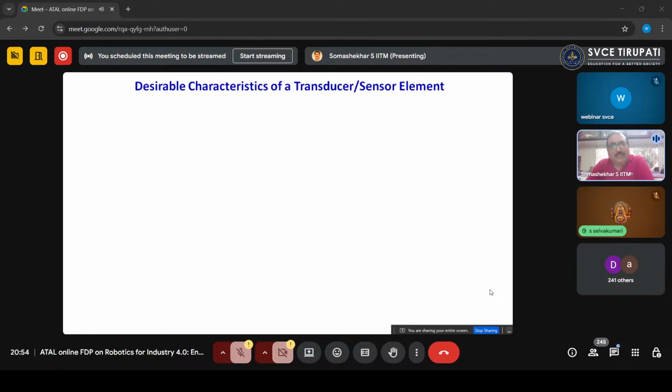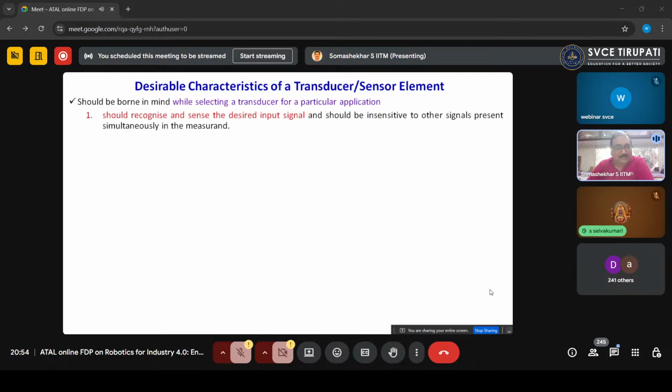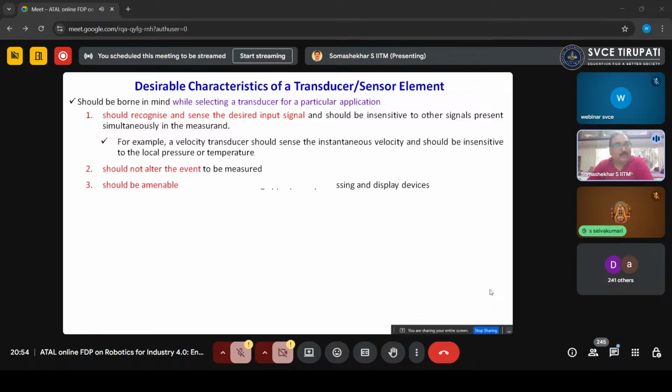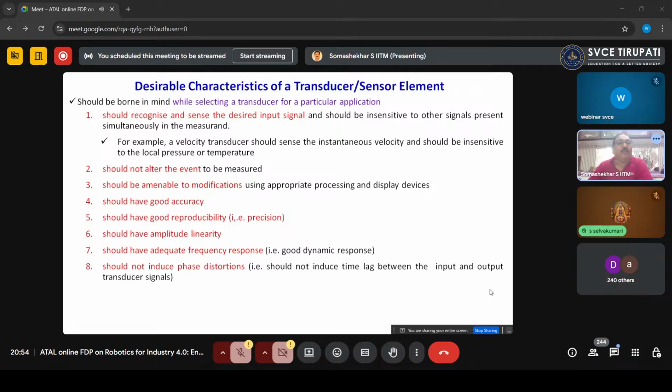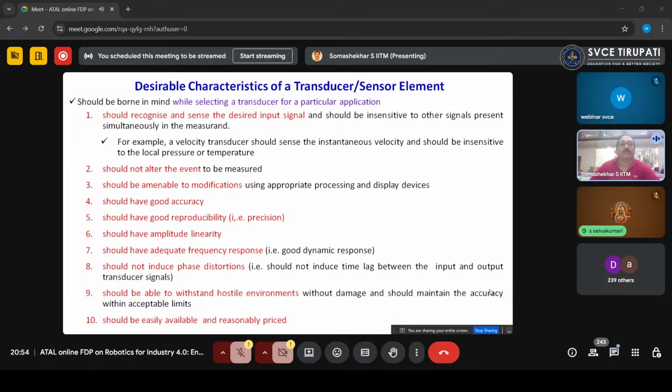Then you will see the desirable characteristics of the sensor or actuator. They should be borne in mind while selecting. It should recognize and sense the desired input, correct? Should not alter any event, should be amenable to modification using the appropriate processing and displaying device, should have good accuracy, good reproducibility, amplitude linearity, an adequate frequency response, should not induce any phase distortion, and should withstand hostile environments.